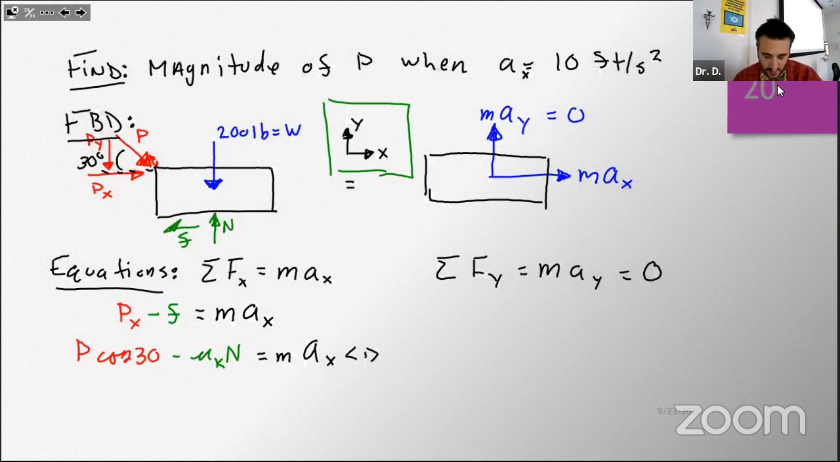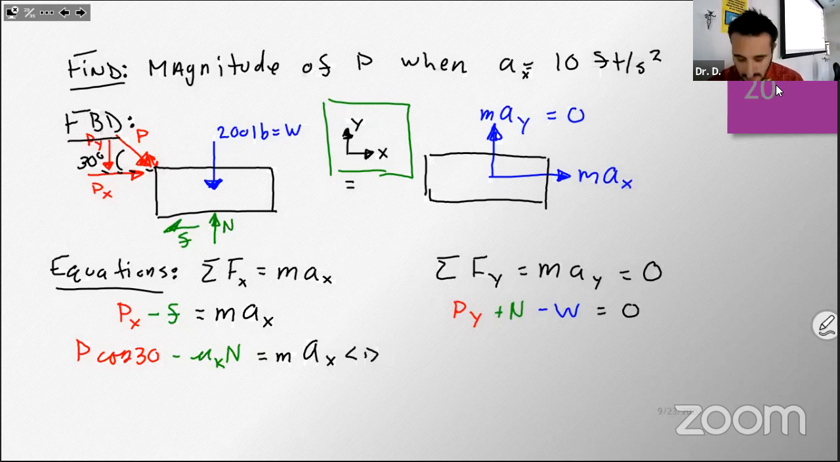So what's the other equation I have? It's the sum of the forces in the y. So this should just be Py plus N is equal to 0, oh, sorry, minus the weight. Minus the weight equal to 0. Okay. Well, if that was cosine 30 for x, that means it's going to be sine 30 for y. It's negative because it's pointing downward. And minus 200.